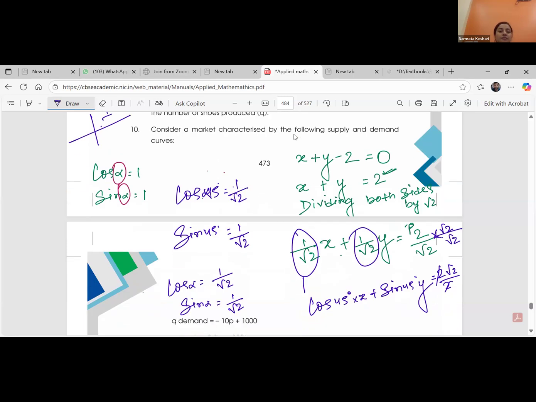Is it clear? Is it clear to all of you? Manvi, yes. Neha, Mariam, Aisha, is it making sense? Yes, ma'am. Please copy. Now you can copy. Here I have written: dividing both sides by root 2.